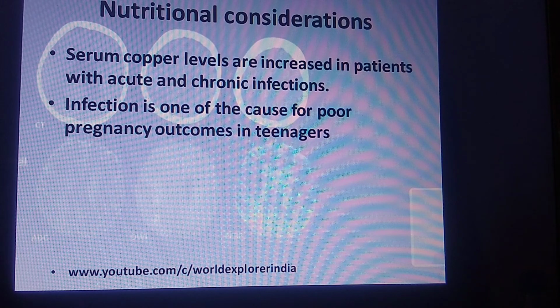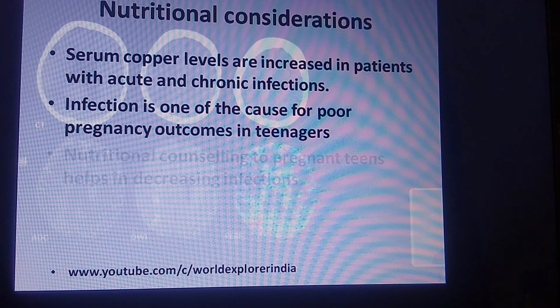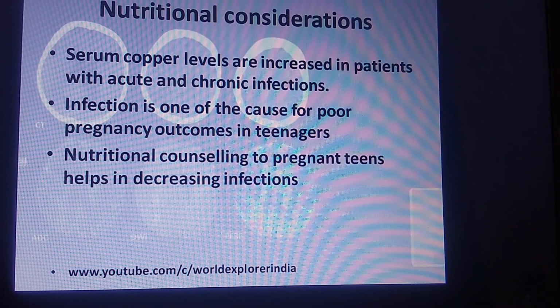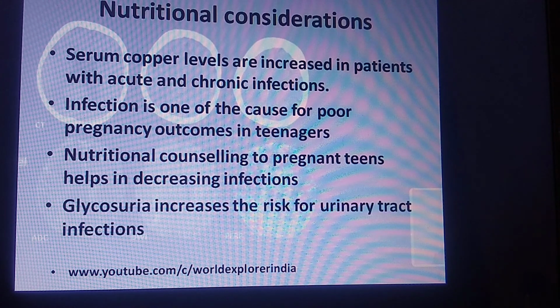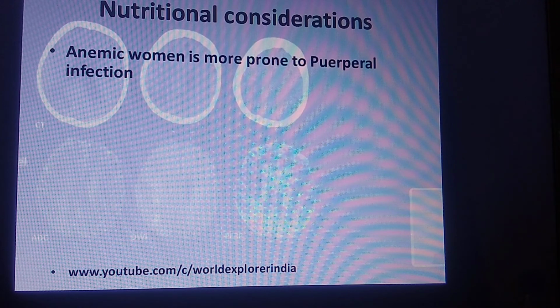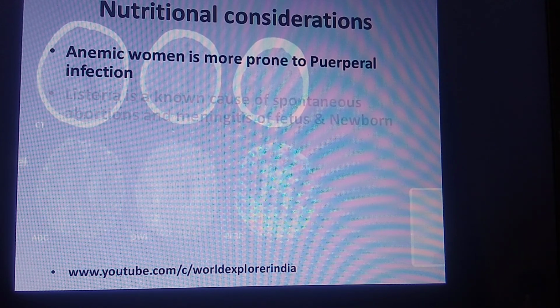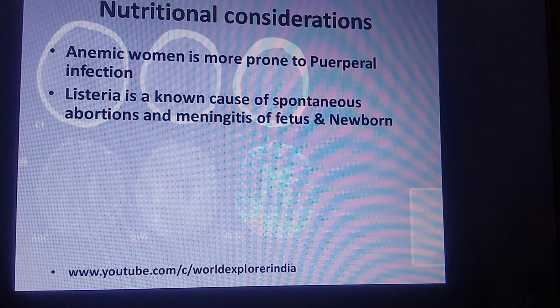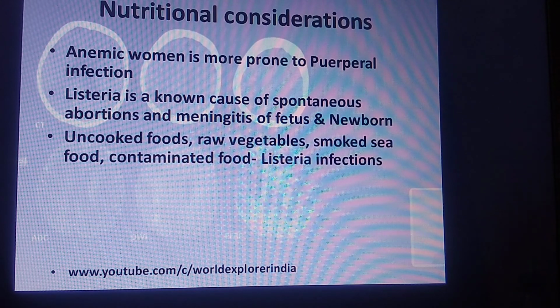Infection is one of the causes of poor pregnancy outcomes in teenagers. Nutritional counseling for pregnant teens helps in decreasing infections. Glycosuria increases the risk for urinary tract infections. Anemic women are more prone to puerperal infections. Listeria is a known cause of spontaneous abortions and meningitis of the fetus and newborn. Uncooked foods, raw vegetables, smoked seafood and contaminated food are sources of listeria infections.